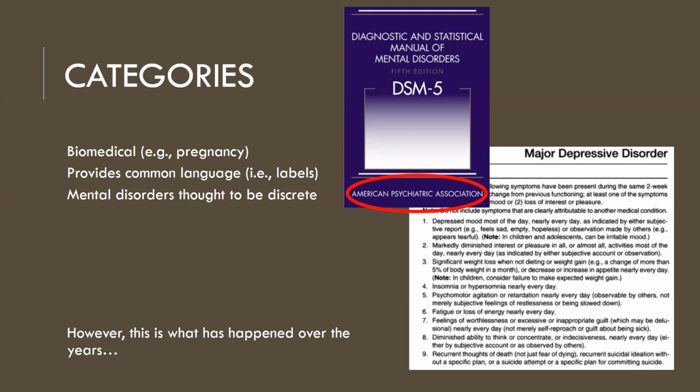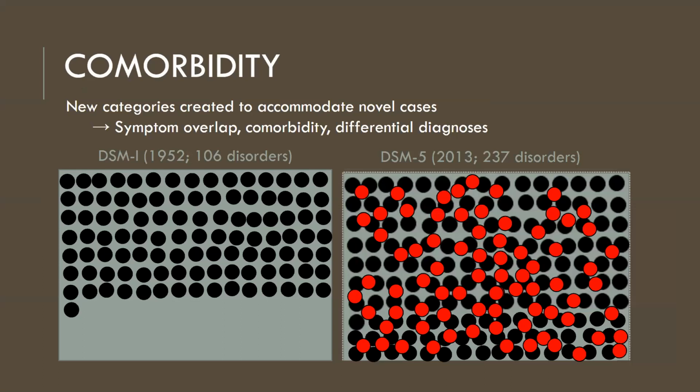Another piece to the categorical approach is that mental disorders are thought to be discrete, meaning we've got this diagnosis over here and this diagnosis over there, and they are separate from each other. They are unique. However, one of the things that's happened over the years is that we have acquired a larger number of disorders as time has passed.